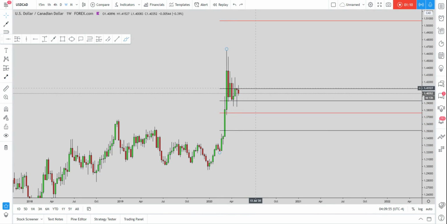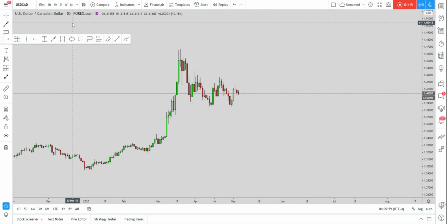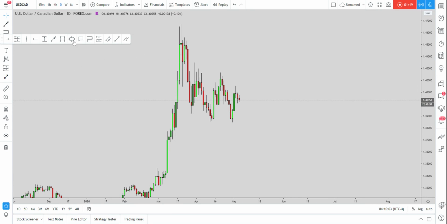Now, from a daily perspective, what kind of situation do we actually have? On the daily time frame, we are at basically the decision zone for USD CAD. What do I mean by the decision zone? This is the structure, right? It was resistance here, turned support, against support here, broke to the upside.